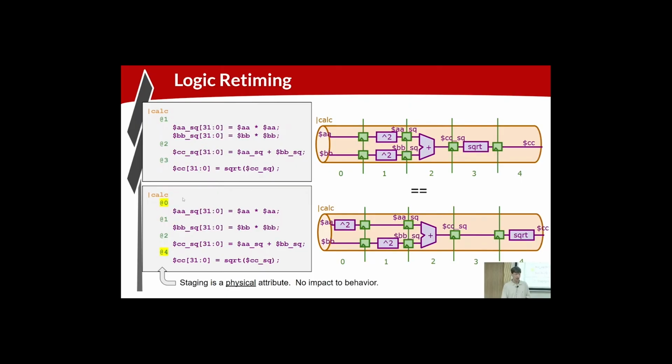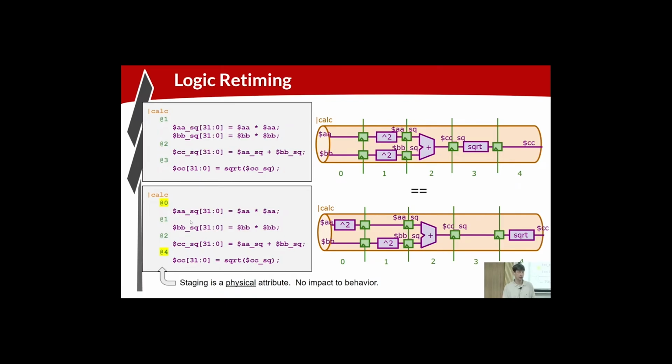Making that change is as simple as just changing the stages for the operations. So I've moved the squaring of A to stage 0. I've moved the square root from stage 3 to stage 4. Okay. Now, the most important thing about this is that since I know that all I've changed is the staging, it is 100% guaranteed that I have not changed the functionality of my circuit.